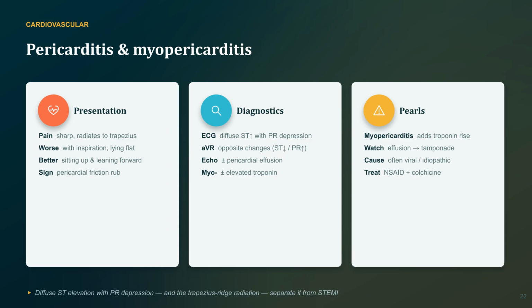Pericarditis often presents with sharp pain that radiates to the trapezius ridge. It typically improves by sitting up and leaning forward. The ECG shows diffuse ST elevation with PR depression. When troponin levels rise, it is classified as myopericarditis, requiring careful monitoring for potential tamponade.